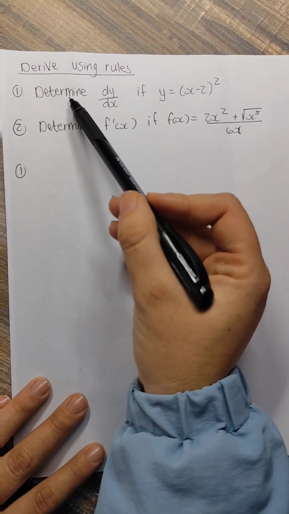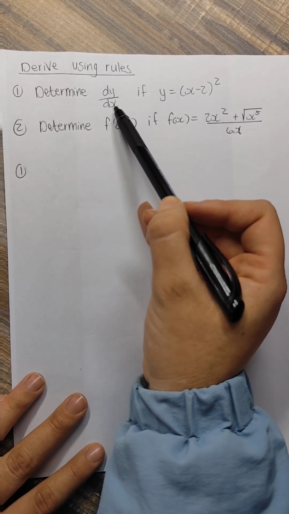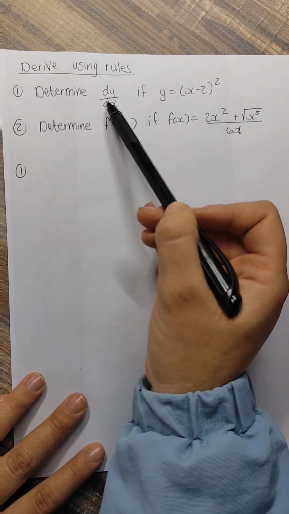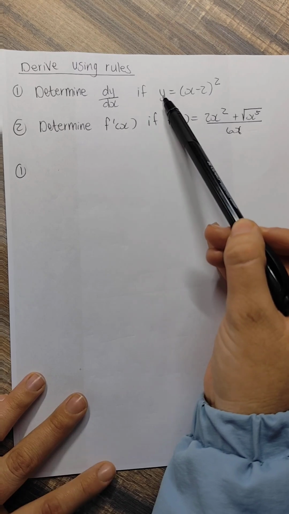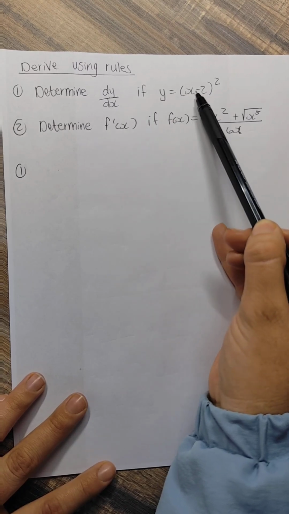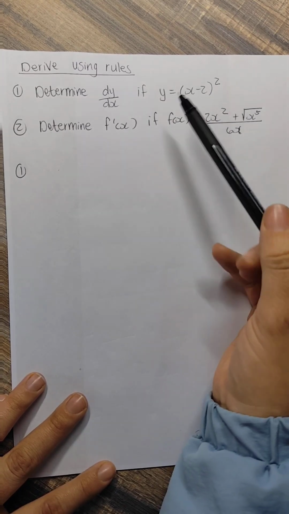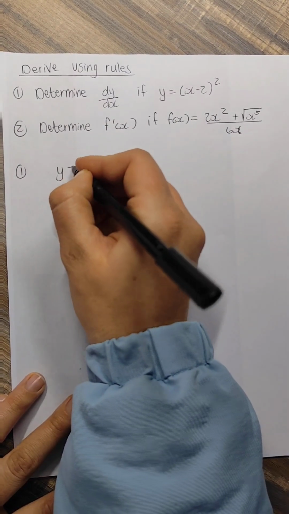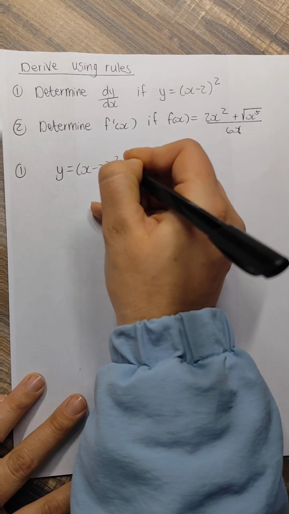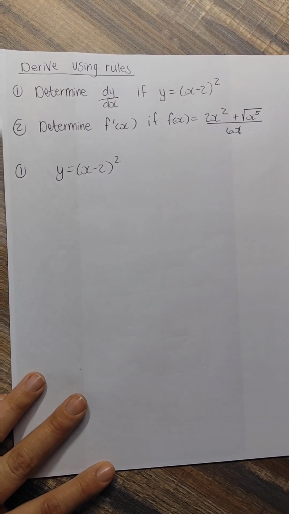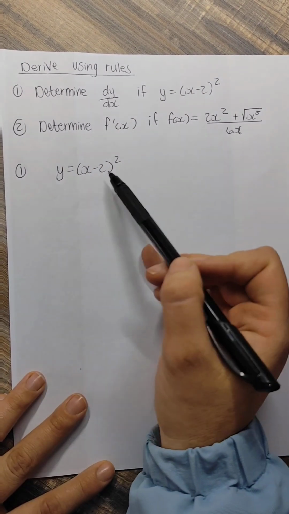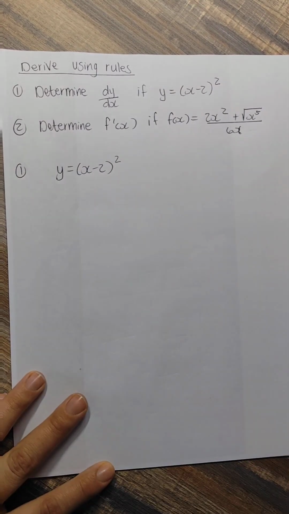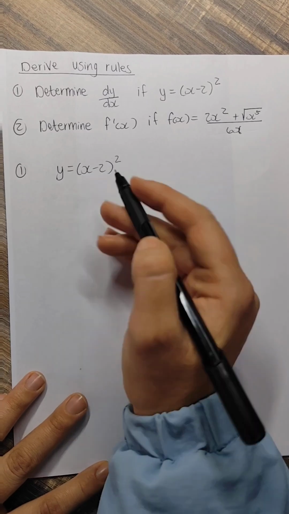So it says determine the derivative of y in terms of x, dy over dx. That's what that means, the derivative of y in terms of x. If y is equal to the bracket of x minus 2 squared. So when we want to do the derivative, we first need to simplify our y equals equation. When simplifying, we first need to get rid of any brackets, fractions, or surds. In the first example, we are working with a bracket. So the first thing is we need to get rid of this bracket.